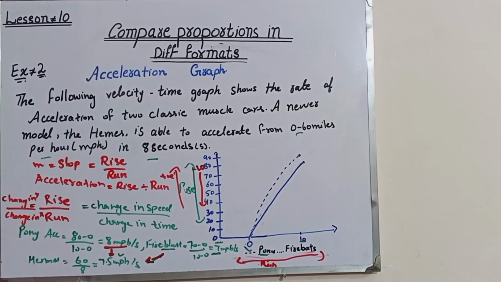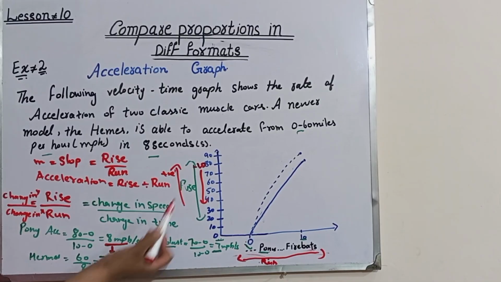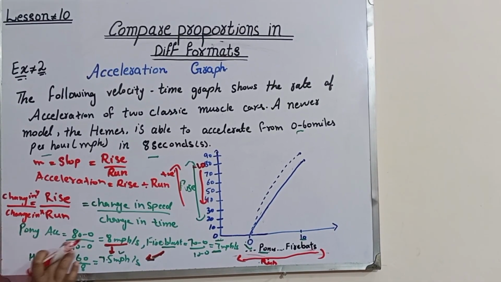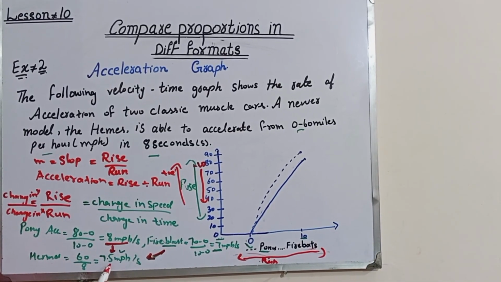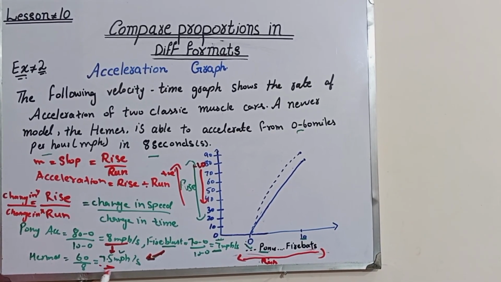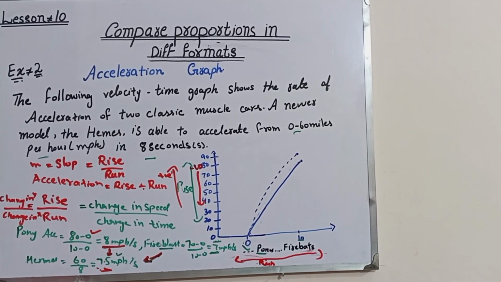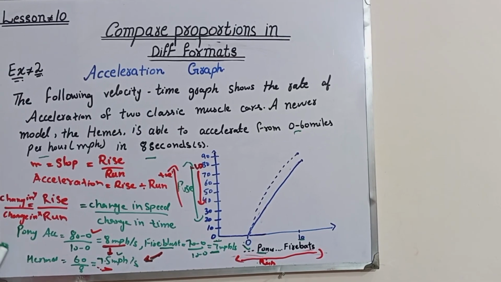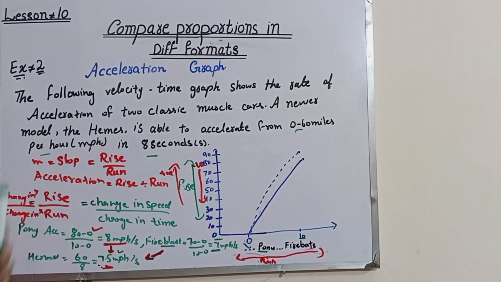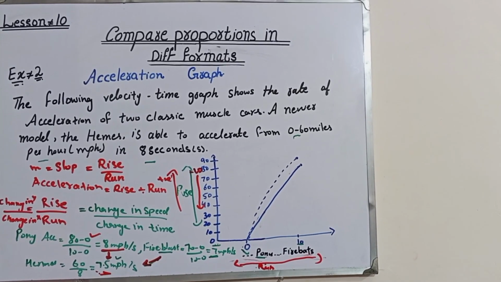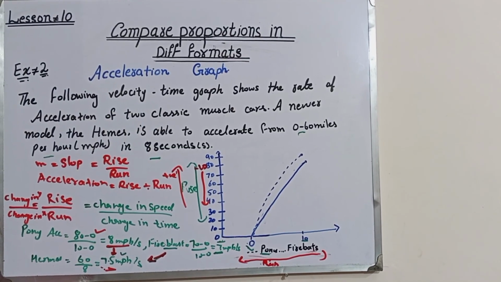Just like in example number 1 and example number 2. In this example, the Pony and Fireblast are in the graph. So firstly we convert them into the numbers 8 and 7, but the Hummus is already in numbers. Now they are all in the same format. Usually numbers are easiest, so we convert them all into numbers. Then we compare. This method works for ratios, graphs, tables, and word problems.